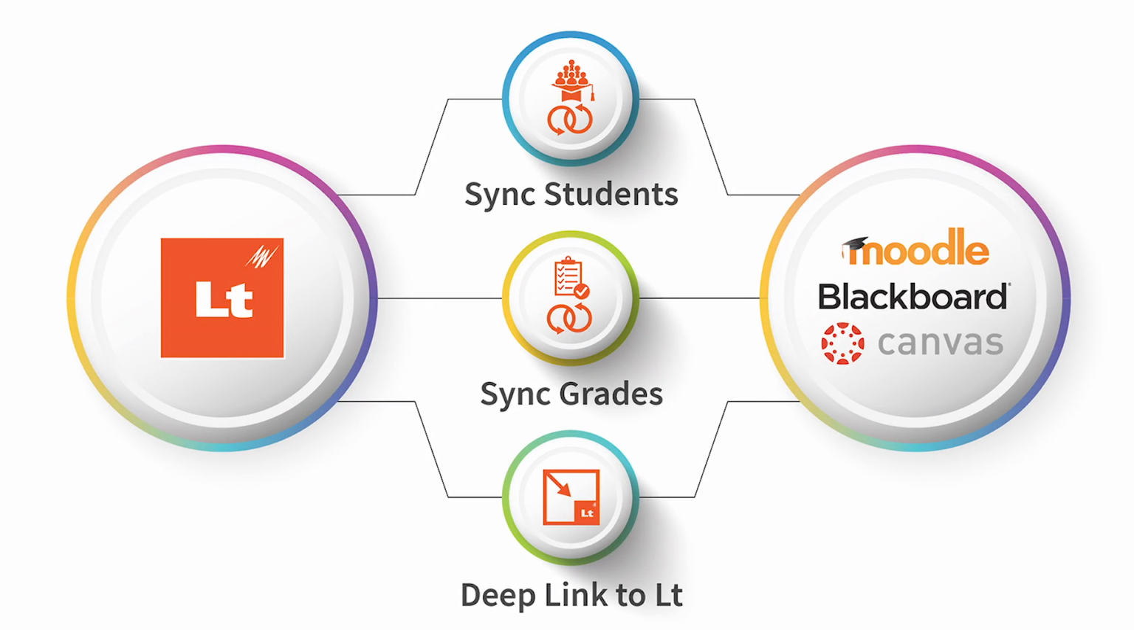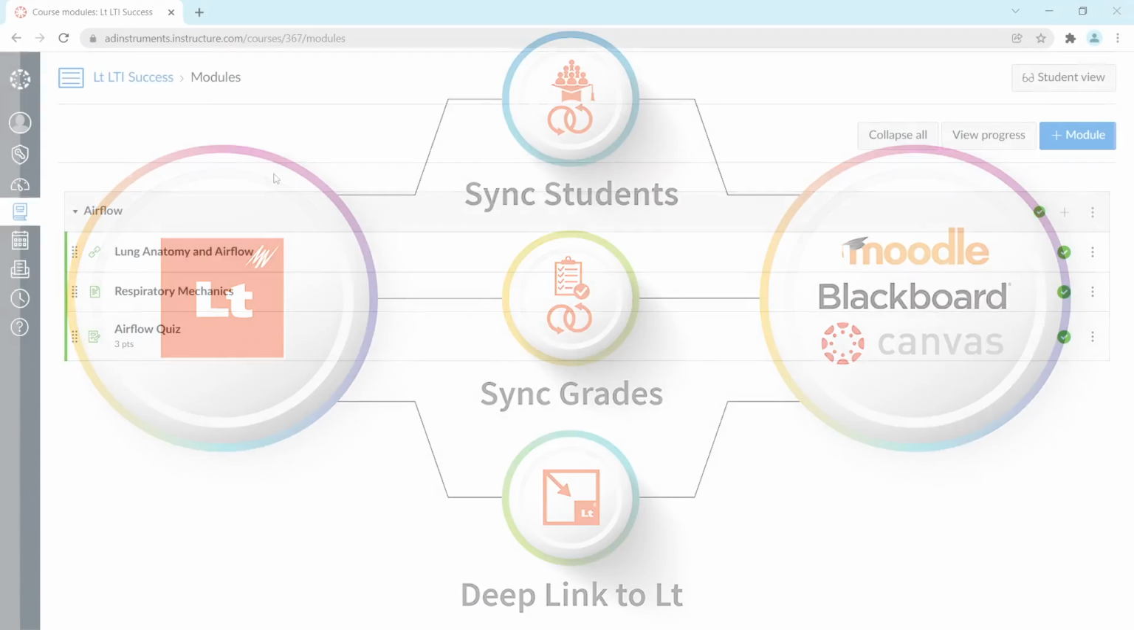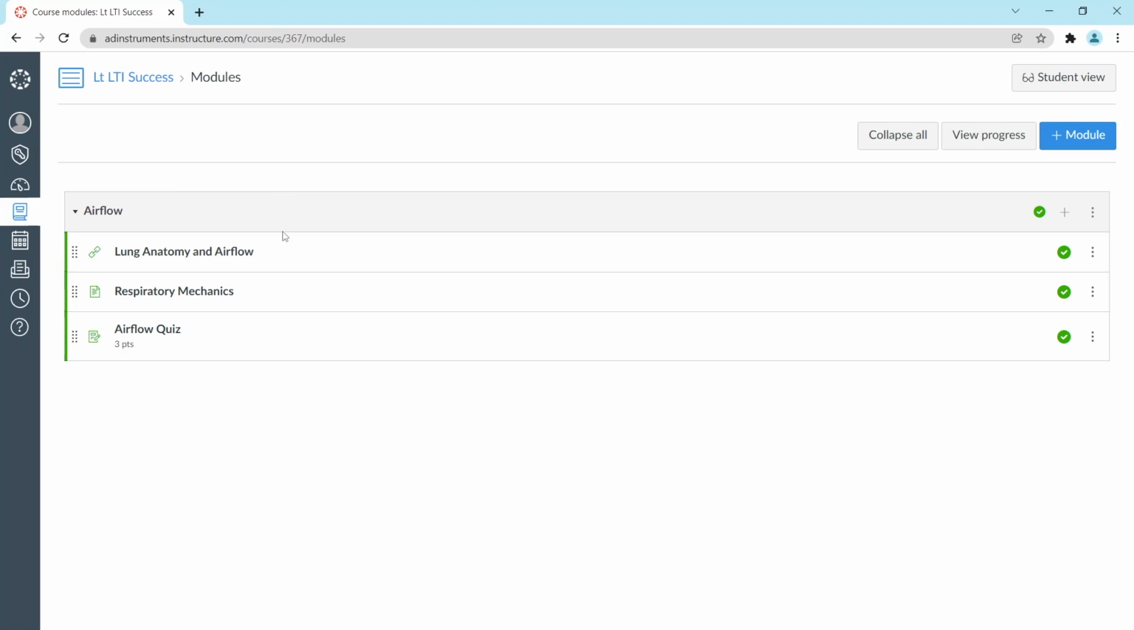Once your LT instance and Canvas site are integrated, you can utilize Canvas's external tool function to create deep links to available LT lessons. These links can be placed either as an item in a module, as a link in the rich content editor, for example text in a page, or as an assignment.